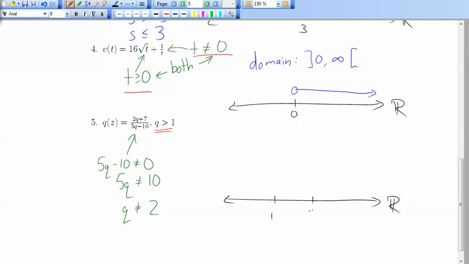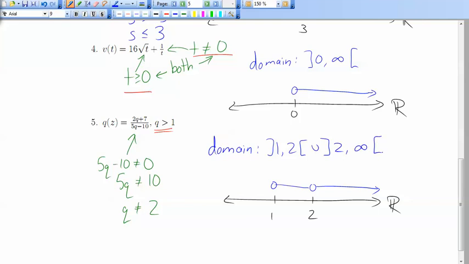So here 1 and 2 are both important values, and both of them are excluded from the domain. However, any other value bigger than 1 is in the domain. So that would be a picture of my domain on the real number line. So let's write down that domain with interval notation. So we're going to exclude 1 and go up to 2 and exclude it, along with, we'll start again, excluding 2 all the way to infinity.